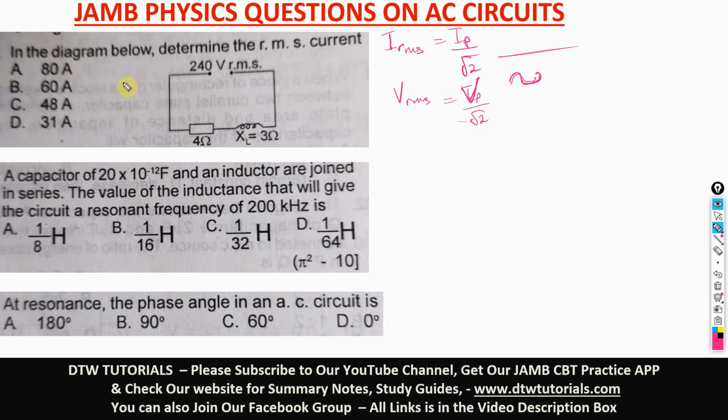Now in this question, it says determine the RMS current of this particular circuit. From here, we are given the inductance, or reactance, for the inductor. We are also given a resistor and 240 as the RMS volts, and we're told to find the RMS current. To do this, we first have to find the impedance.